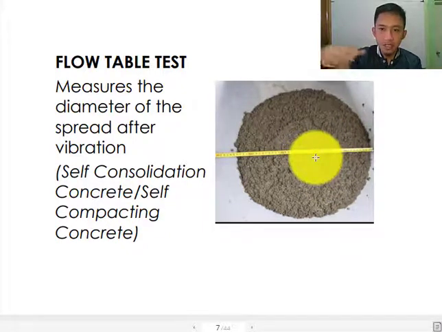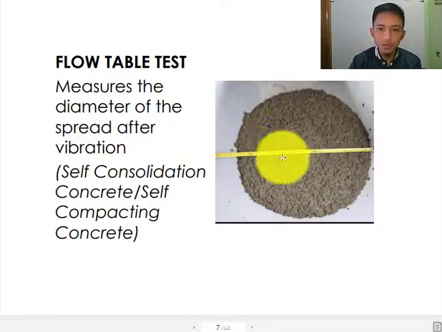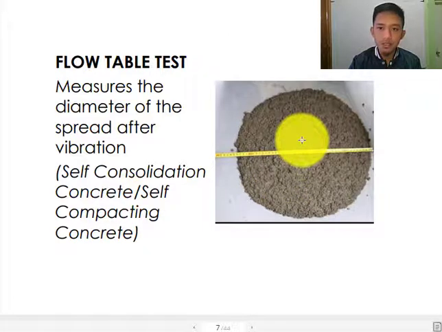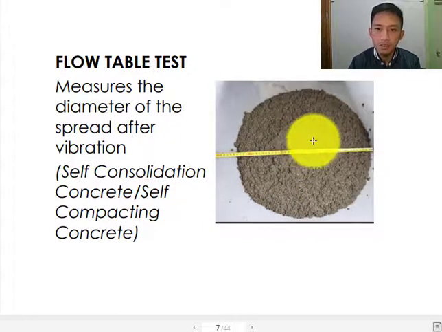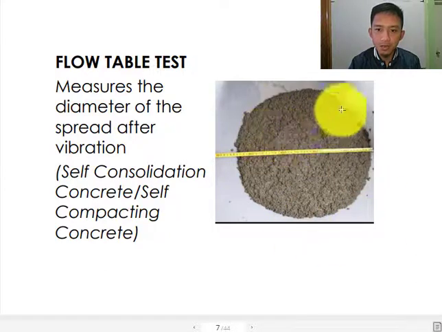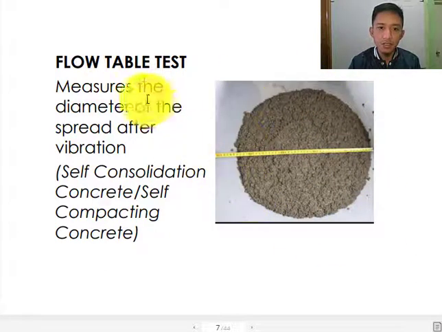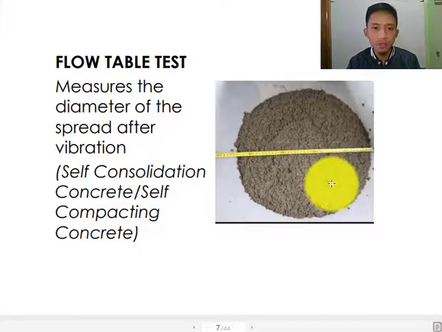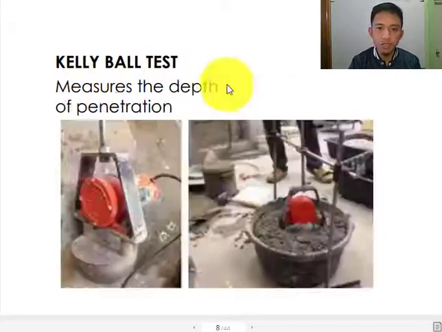Initially there is a circular diameter of that, and then you're going to vibrate that one, maybe using a vibration table. Of course, as you vibrate, it will start to collapse further. So the diameter of the circle will increase, and then you are going to measure the diameter initially and final. You are going to compare that. So that is the flow table test.